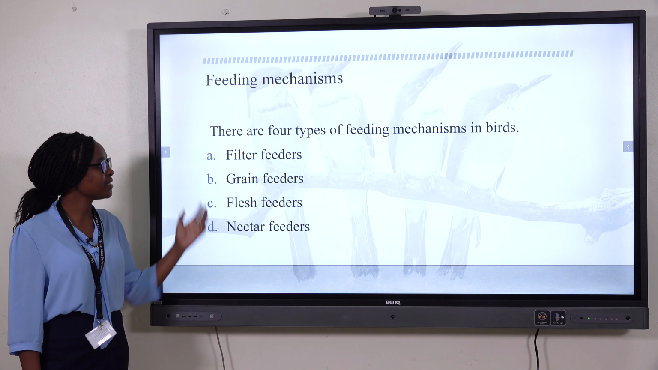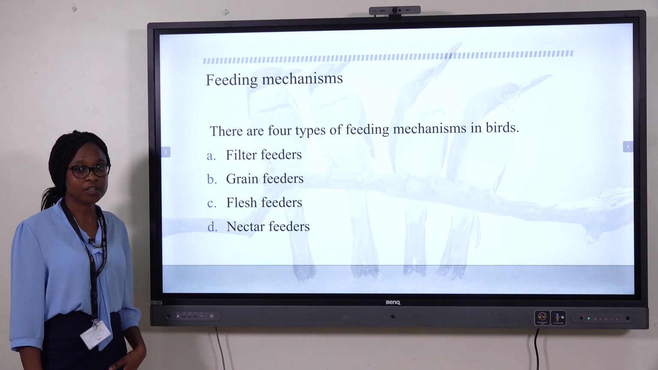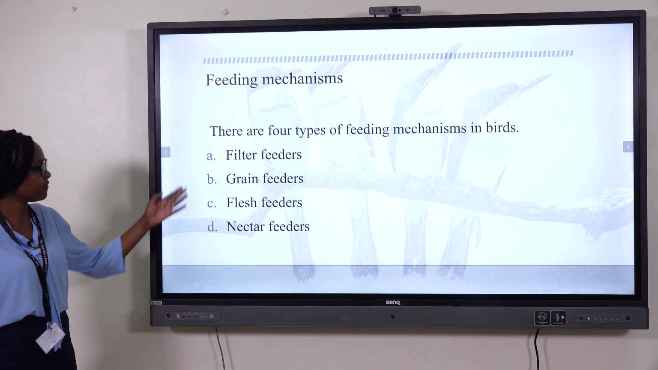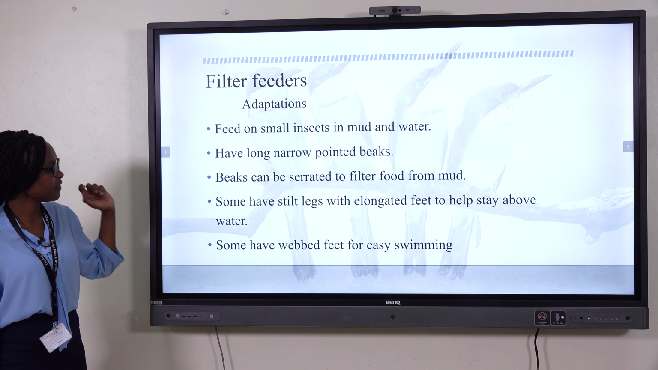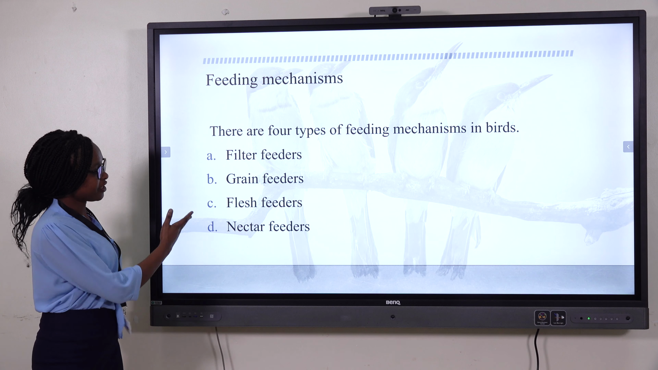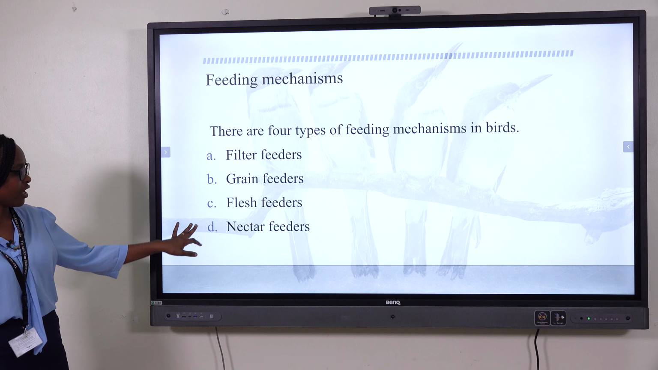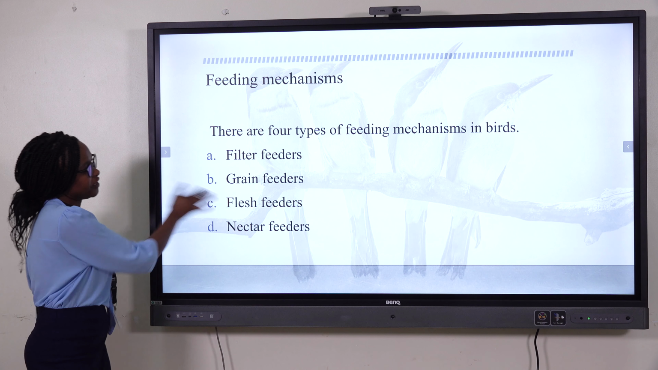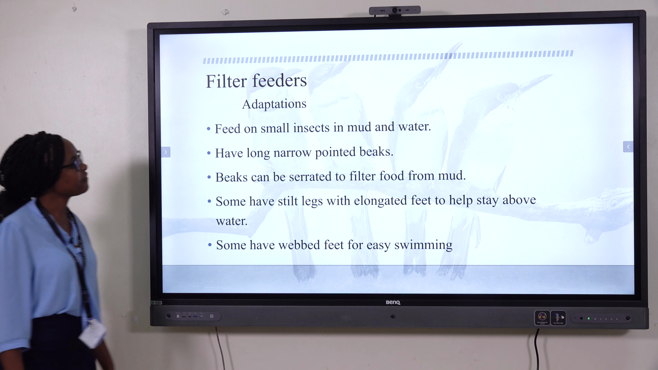We have birds that are filter feeders, the ones that feed on small insects. We have the grain feeders. We have the flesh feeders, and finally we are going to look at the nectar feeders. So we start with the filter feeders.